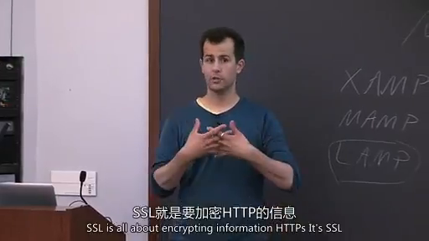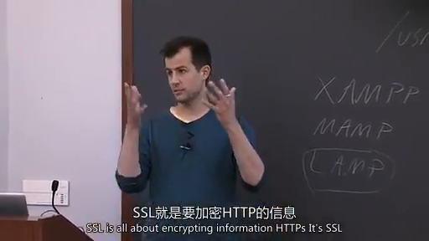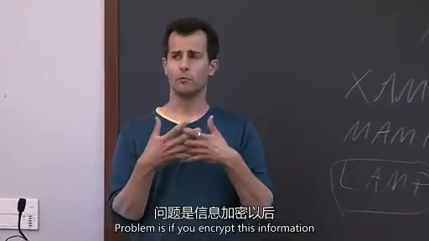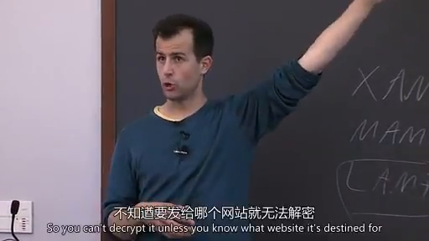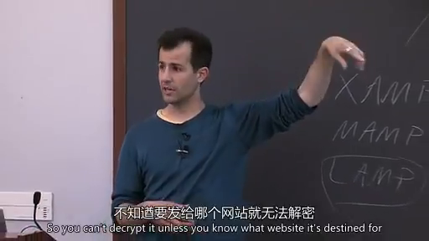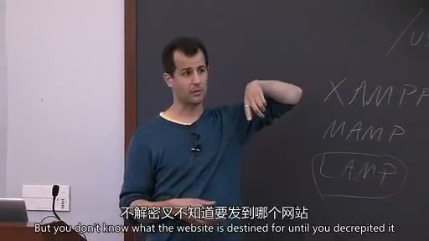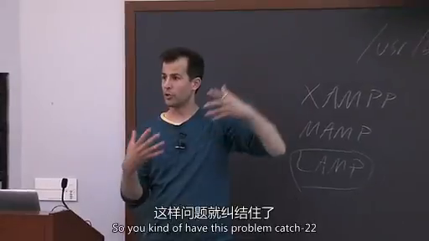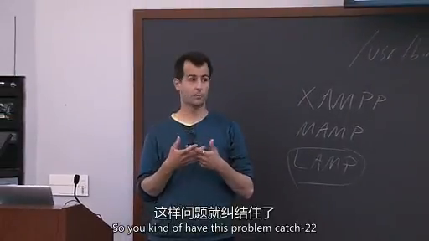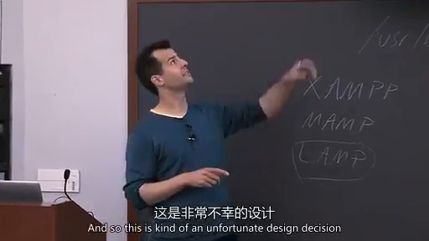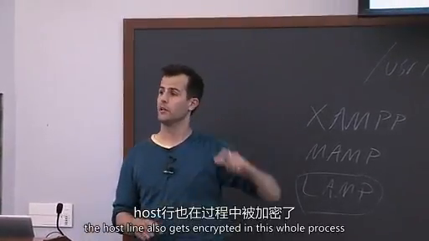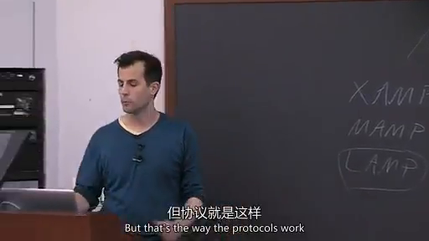SSL is all about encrypting information. HTTPS is SSL. The problem is, if you encrypt this information, the header, the host line is encrypted, so you can't decrypt it unless you know what website it's destined for, but you don't know what website it's destined for until you've decrypted it. So you kind of have this catch-22. And so it's kind of an unfortunate design decision that the host line also gets encrypted in this whole process. But that's the way the protocols work.